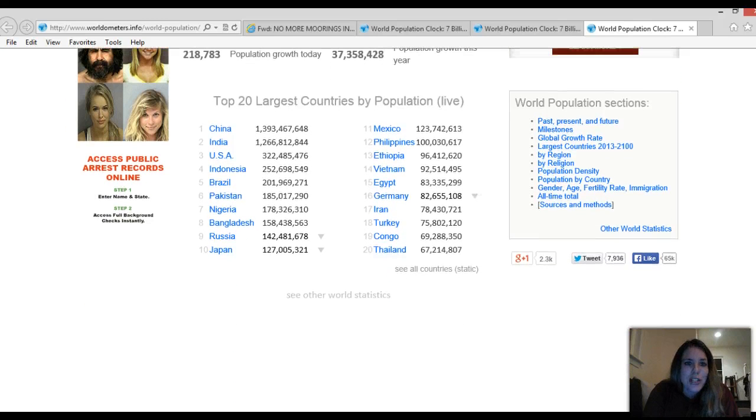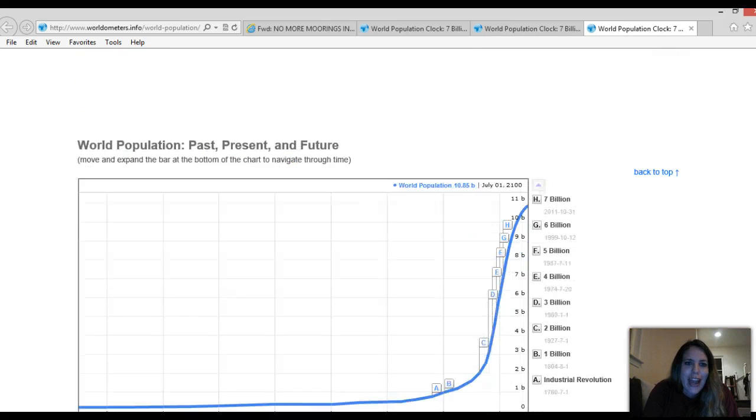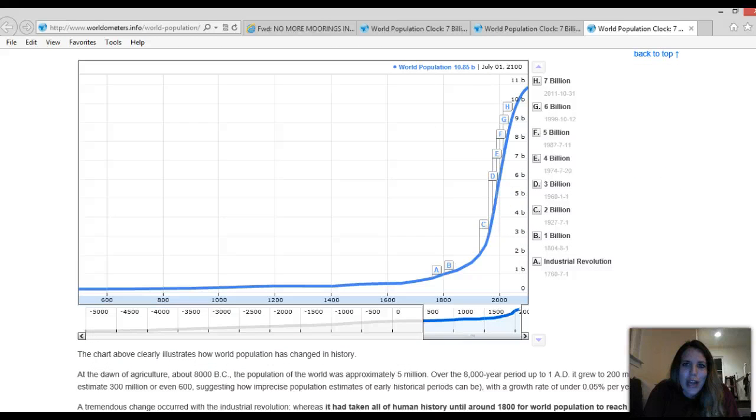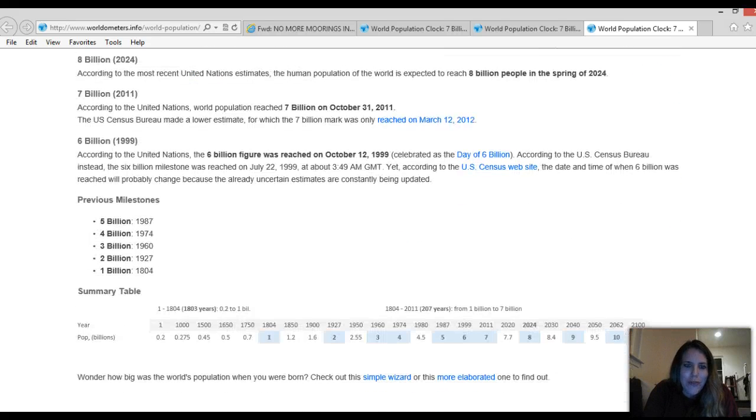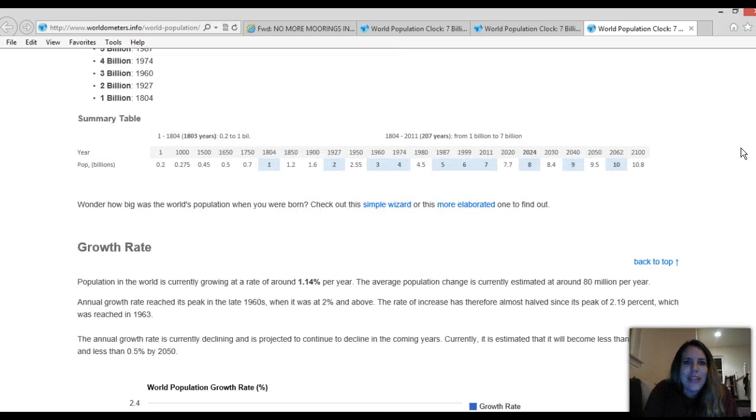You can get the population by country here, and you can scroll down. Here's your exponential growth graph like we talked about before. This puts things in perspective. So the first billion was 1804, second billion 1927, and then in 1960 they were at 3 billion, 14 years later they were at 4 billion, etc. So you can see how fast this is happening. And you can even look up the year you were born and see how many people were there.